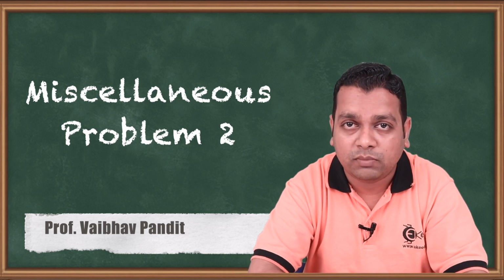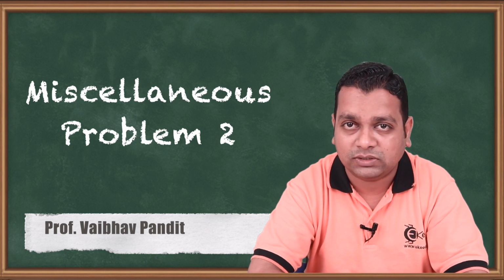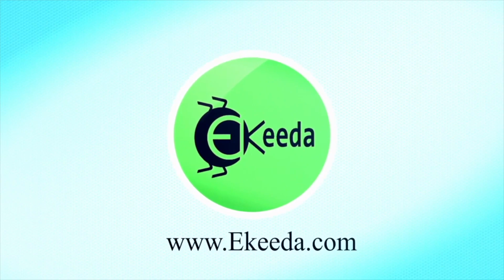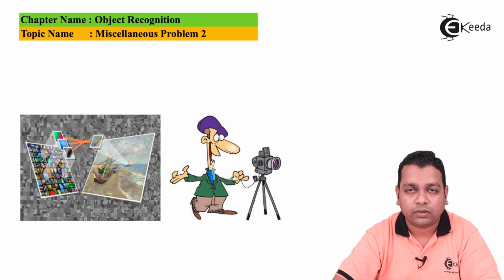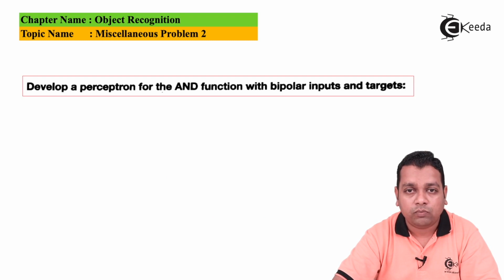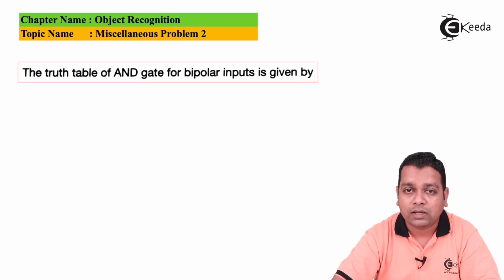So based on the neural methods, we shall be taking miscellaneous problem number 2 to finish up our syllabus. So let us begin with the problem statement. Here we can start with our topic, miscellaneous problem 2. The problem statement is: develop a perceptron for the AND function with bipolar inputs and targets. So the truth table of the AND gate for the bipolar inputs can be given here.